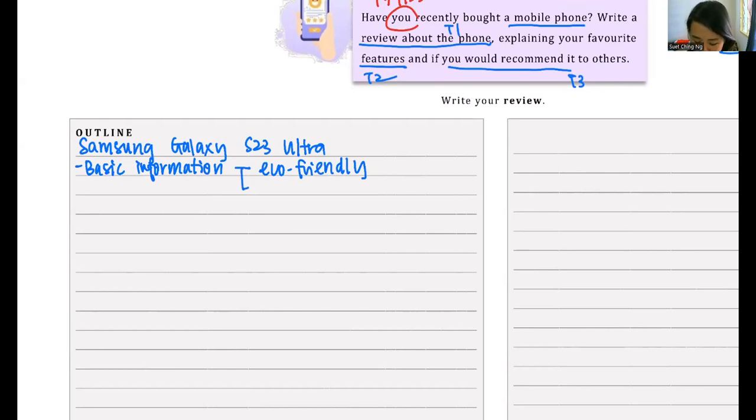What is the difference between the S23 and the older phone? New colors released. Okay, basic aesthetic first, because if you take a look at my T2, that's when I talk about my feature, am I right? So basic introduction. Then in my body one, what am I going to talk about? Feature one.